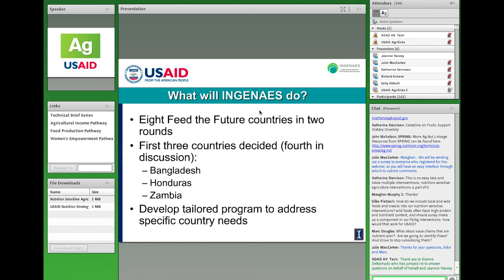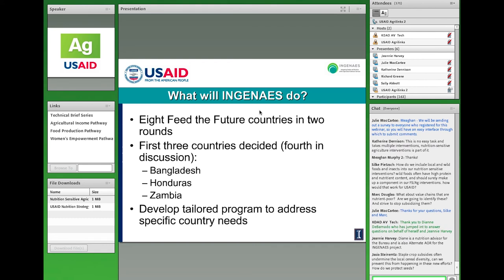And I also know I've got some co-conspirators in the audience, so please feel free to chime in and clarify what I'm saying now. We will end up having a total of 8 Feed the Future countries that we'll support, and they will be selected in 2 rounds. We're really close to the first round of selections, but we can't make the official announcement just yet. The next round will be in another year and a half or so.